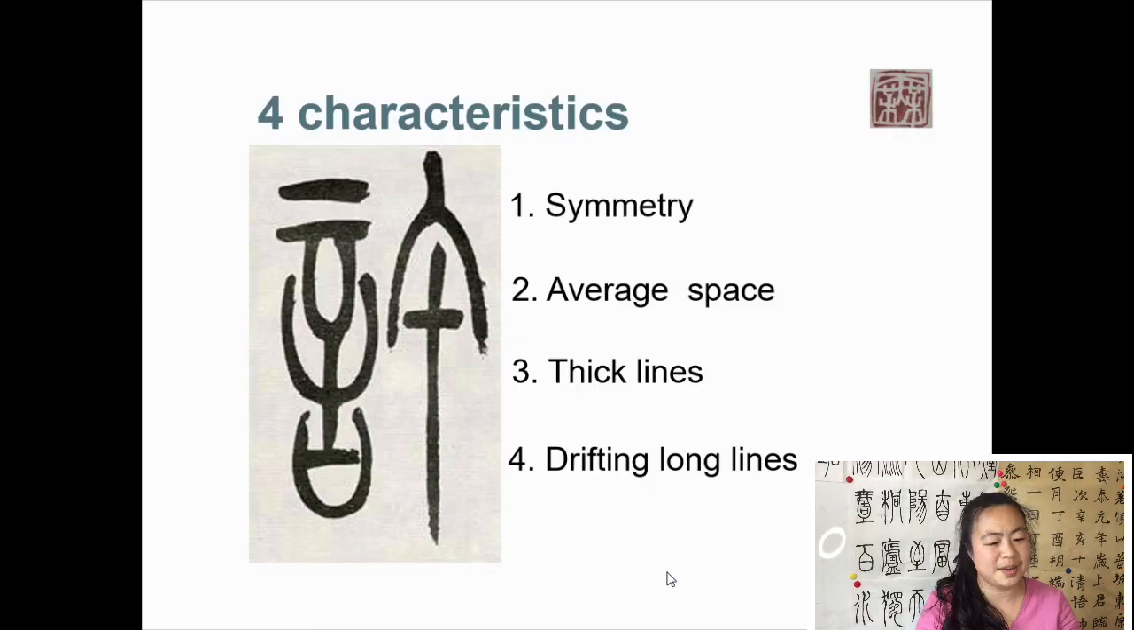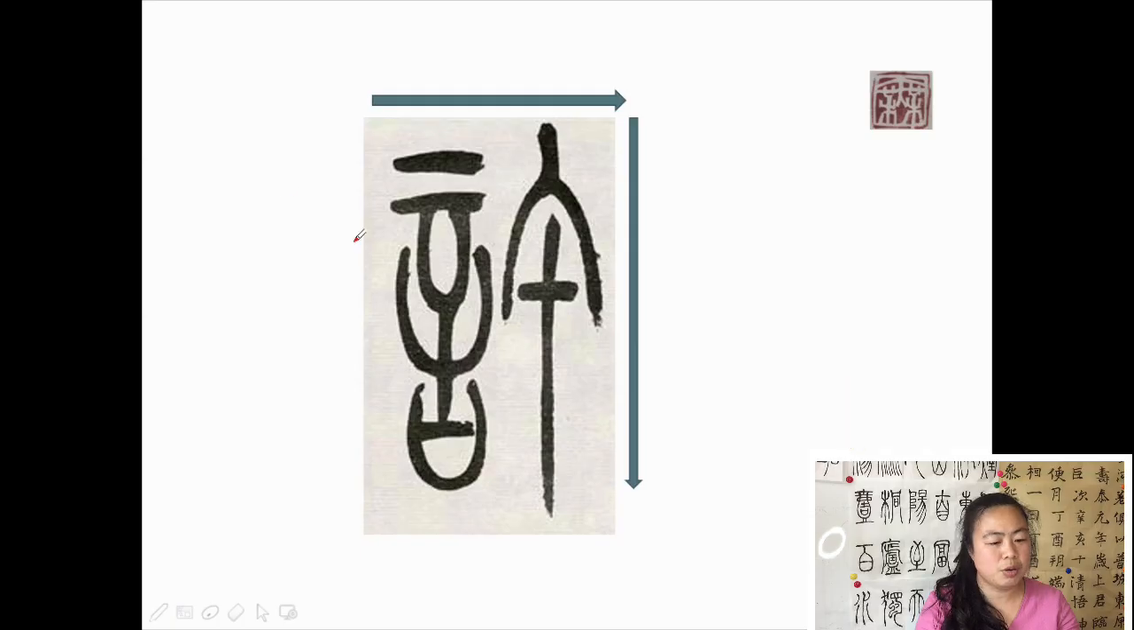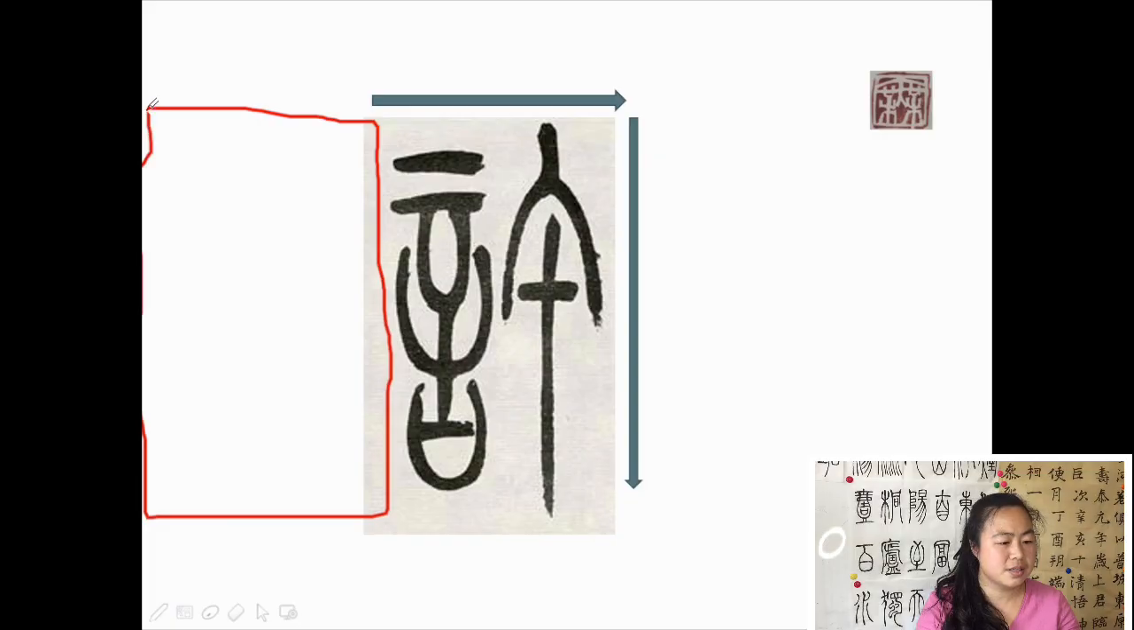Drifting long lines, okay. Now, in this part, the same as every character, I will show you the structure and the order of this character. Okay, now I draw one square first. Okay, middle, middle, and middle. So middle, middle, and middle.